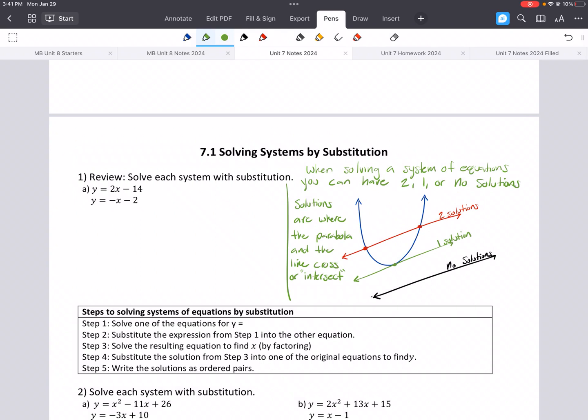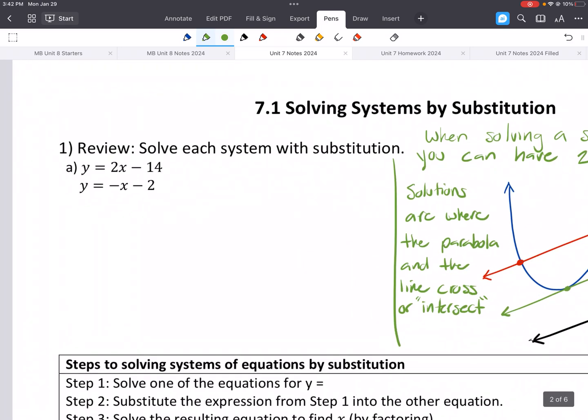All right, everybody, this is 7.1. We're talking about solving systems by substitution. If you remember in the past, you've done this before when you did two linear equations. So here's an example of this.